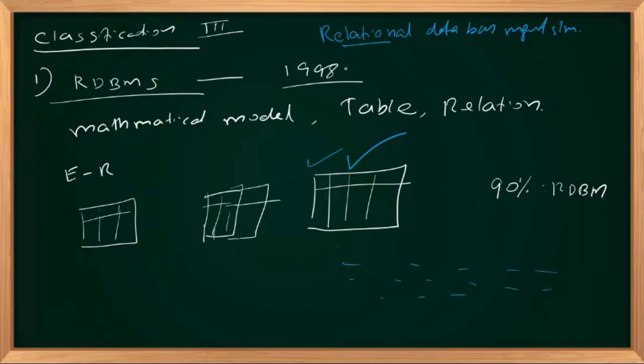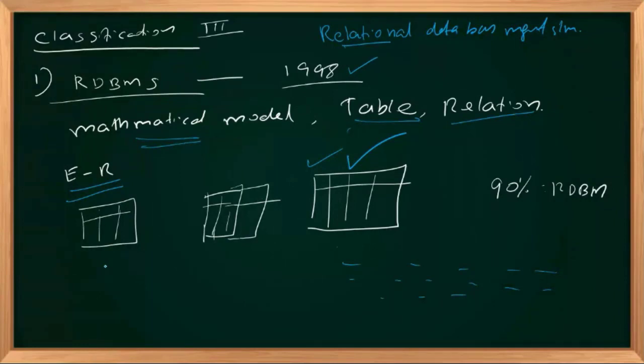It was developed, starting in 1998. It is a mathematical model. Relation means table. Table is known as a relation. Table is also known as relation. It is a mathematical model of data storing. It consists of entity relation diagram. What is the table model?